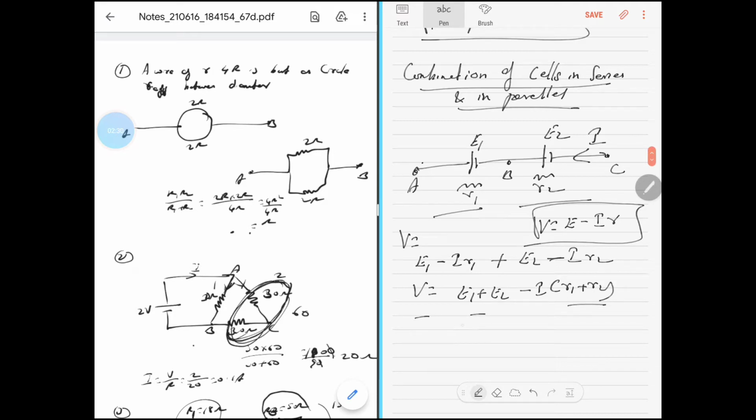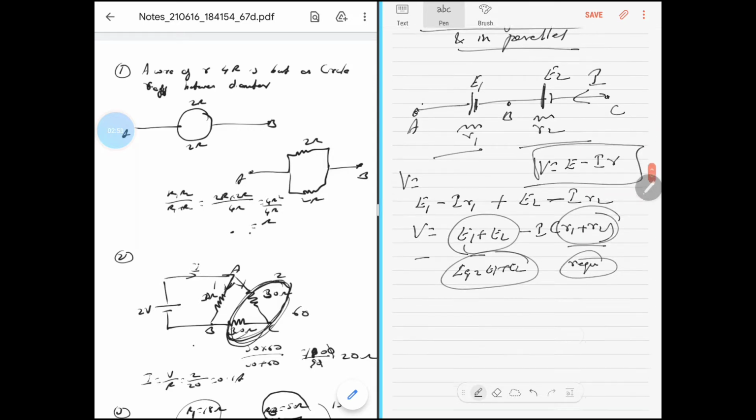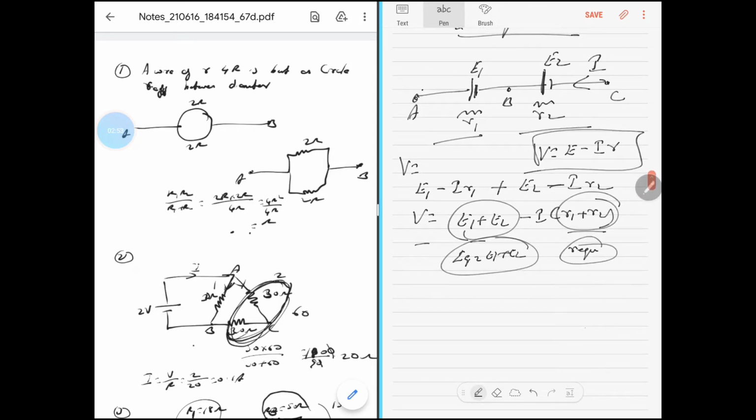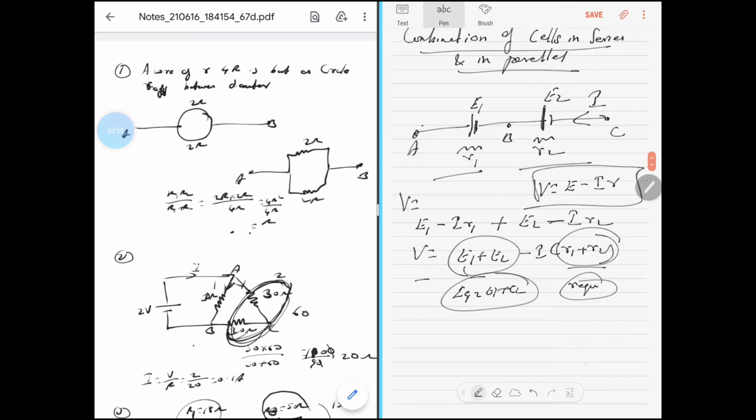So then E equivalent is just E1 plus E2. As I said, when the negative is connected to positive, it will always be E1 plus E2 only. And minus I into R equivalent, the internal resistance equivalent. E1 plus E2 is E equivalent, and R1 plus R2 is the resistance equivalent. So it's as simple as that. So simple, isn't it?